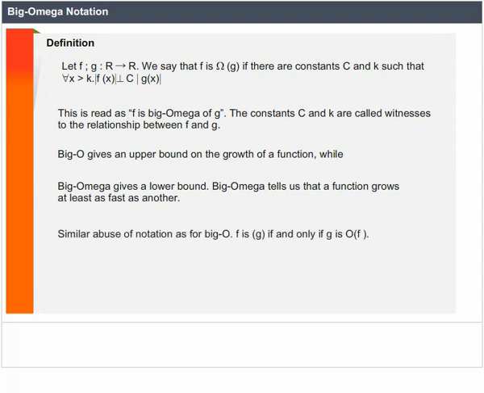Similar abuse of notation as for big O. f is Ω(g) if and only if g is O(f). Prove this by using the definitions of O and Ω.